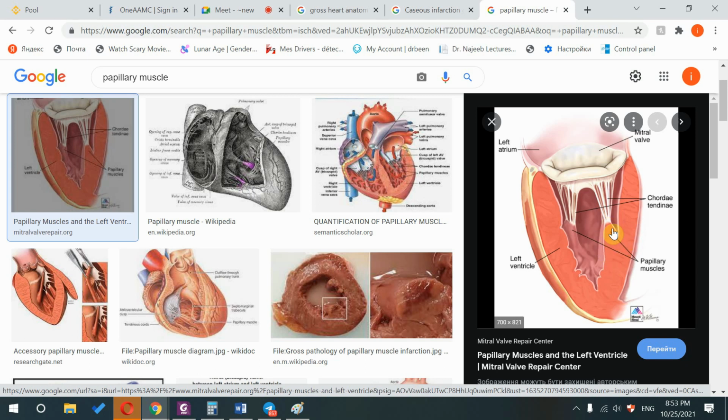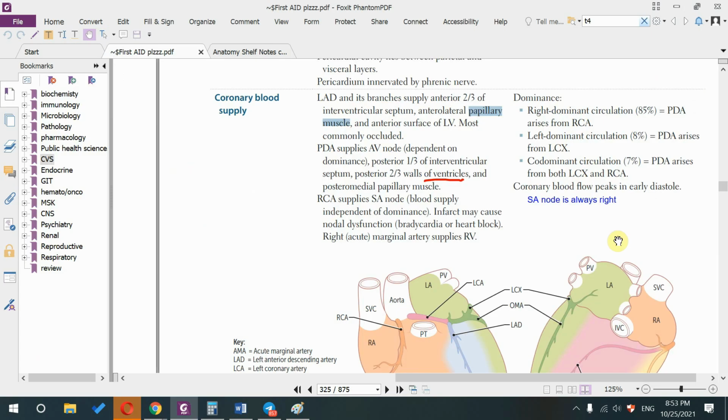So the papillary muscle has these chorda tendineae, and these chorda tendineae are attached to the muscles. We have two muscles, the anterior one and the posterior one. Each one of them is supplied by a different blood supply. The anterolateral papillary muscle is supplied by the LAD. The posterior one is supplied by the PDA. It's totally different. So the papillary muscle and the anterior surface of the left ventricle are the most commonly occluded. That's why they call it the maker of the widow.